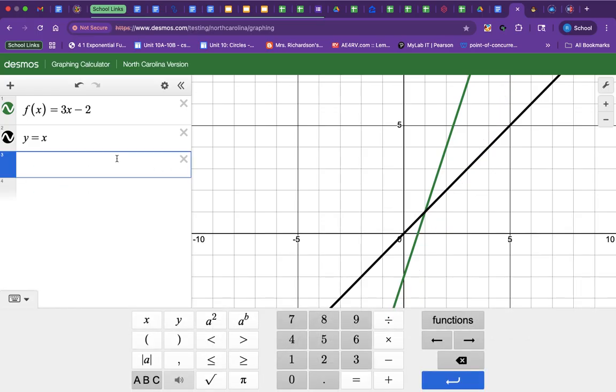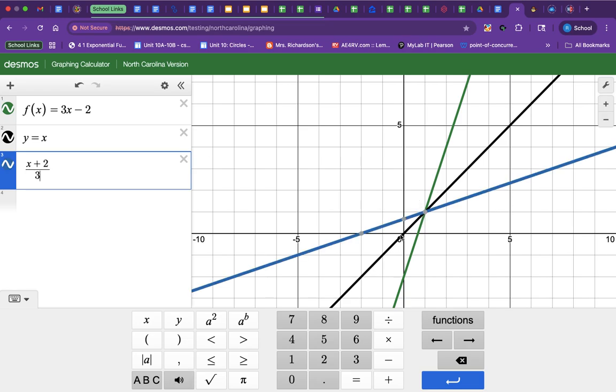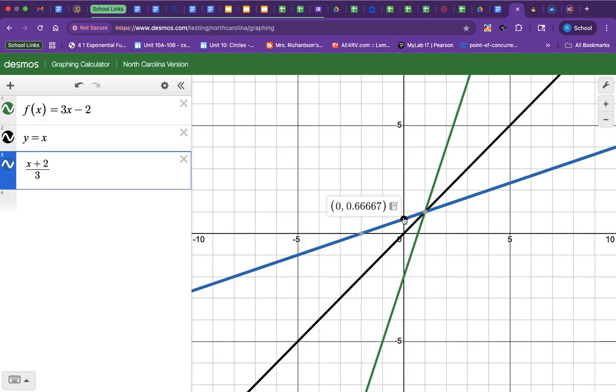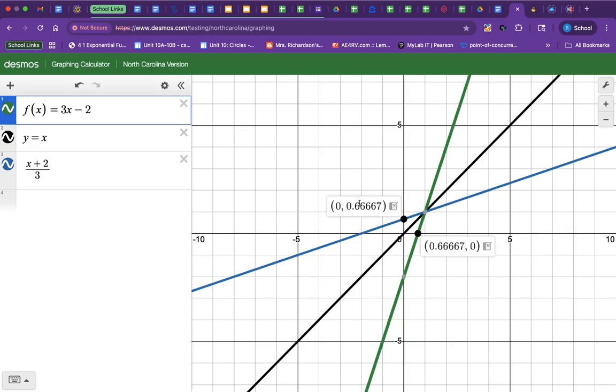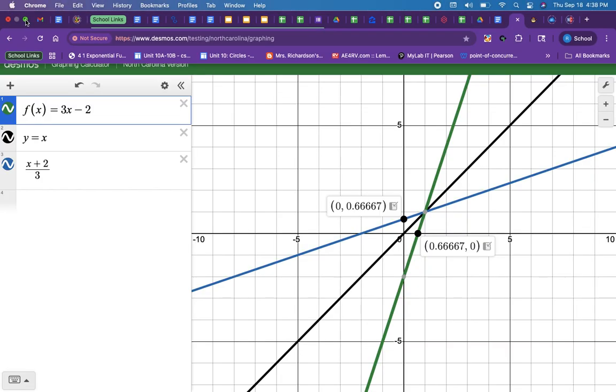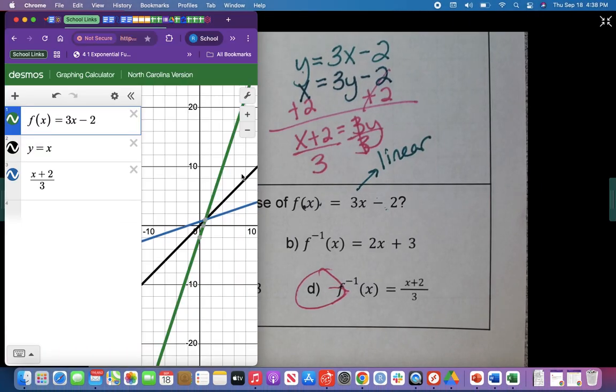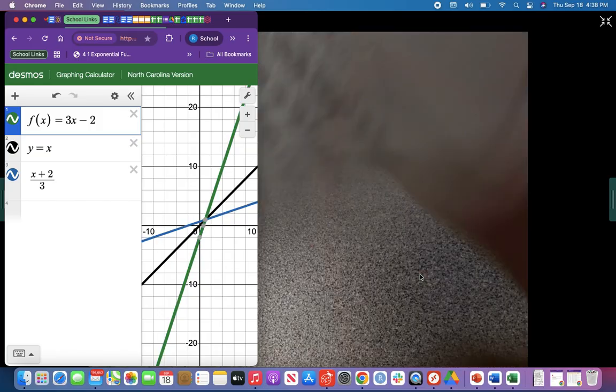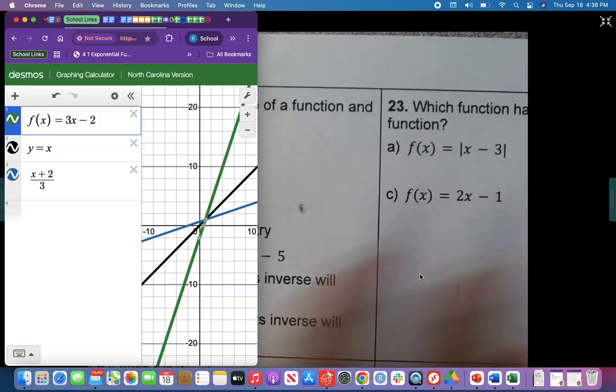All right, let me type in the one that was actually the answer. So x plus 2 over 3. So they intersect on our reflection line. I've got 0, 0.6 repeating, which means I should have 0.6 repeating, 0, and I do. So ordered pairs are switched, so these two are inverses. So that just reiterates that our answer is D for this one. All right, last few problems. So question number 22.